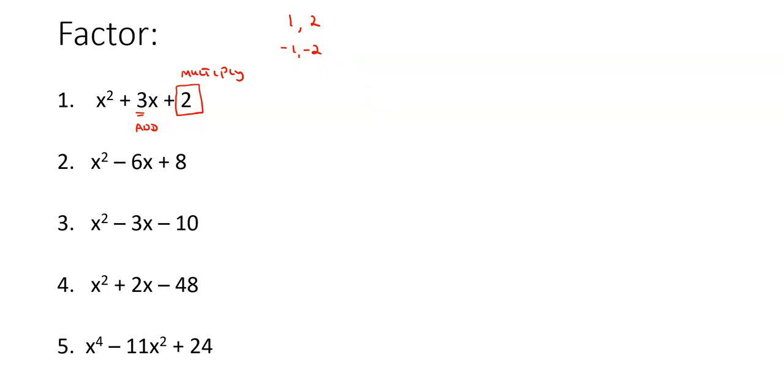So how do you know which one you need? Look at that 3. It's a positive 3. So the only ones that add up to positive 3 are these two. So you're looking for numbers that multiply to be 2 and add to be 3. So you start with the factors of 2 and then see which ones add up to be 3. We've got a 1 and a 2, so what do I do with them?